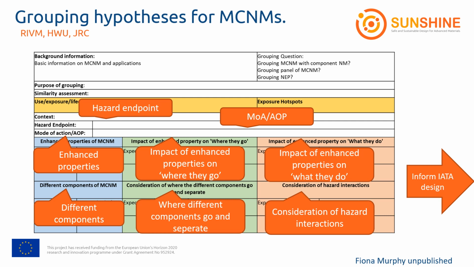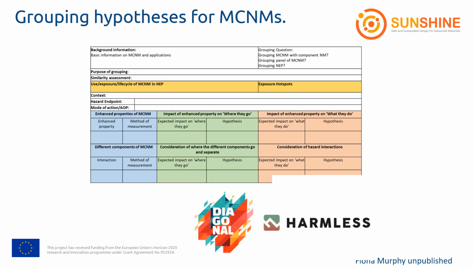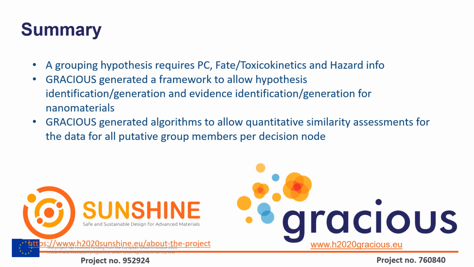And then all of this information can feed into a generation of decision nodes for the IATA design. At the moment, this template is under discussion in collaboration with two other European projects known as Diagonal and Harmless, and we'll be having a workshop later this month to come up with a consensus about the template.